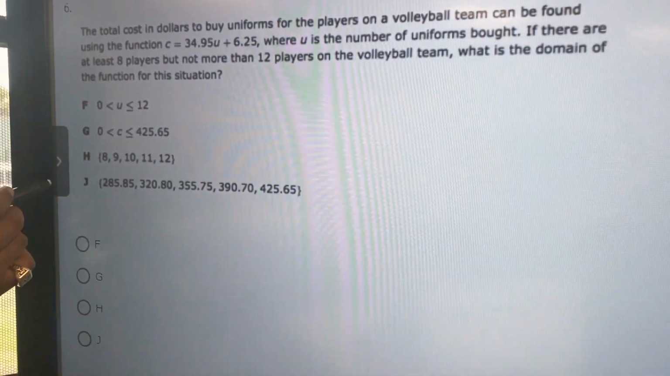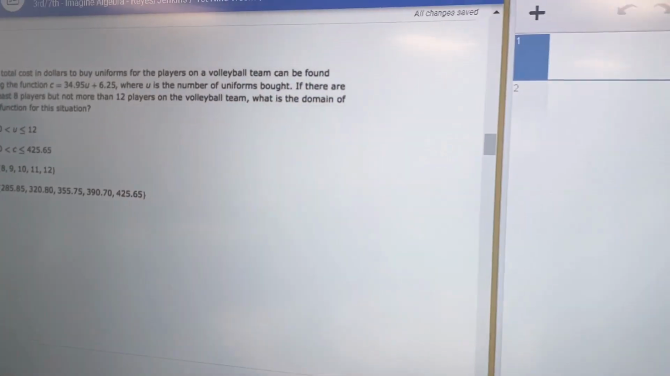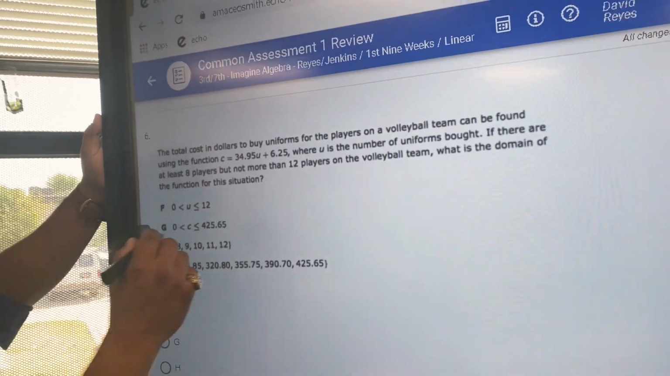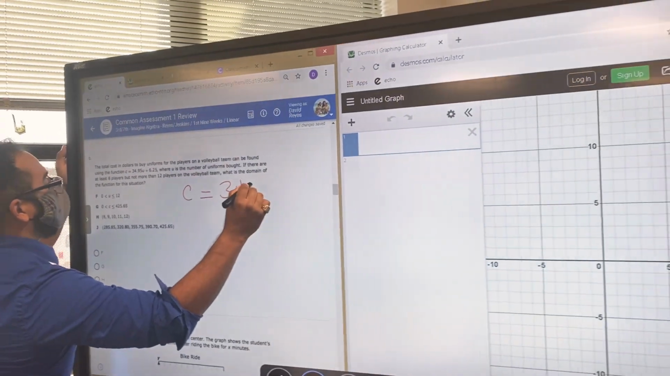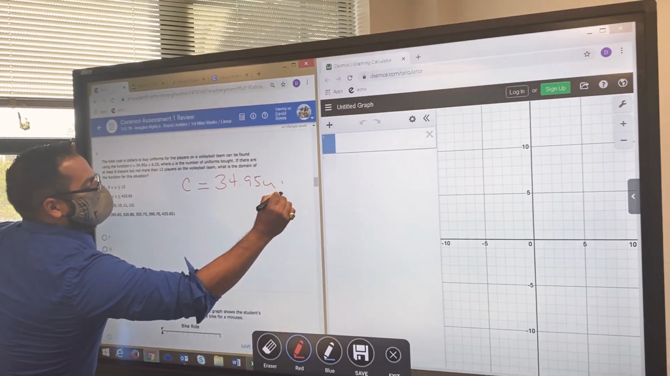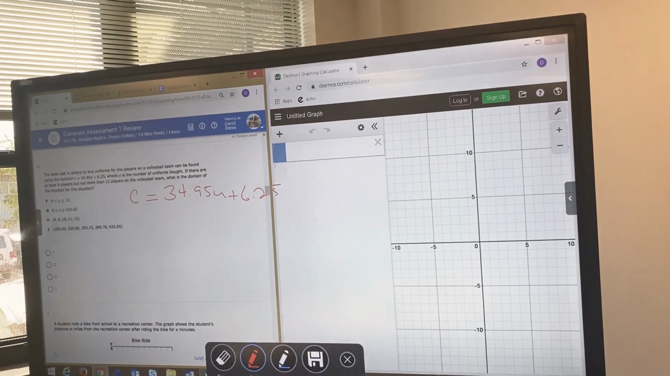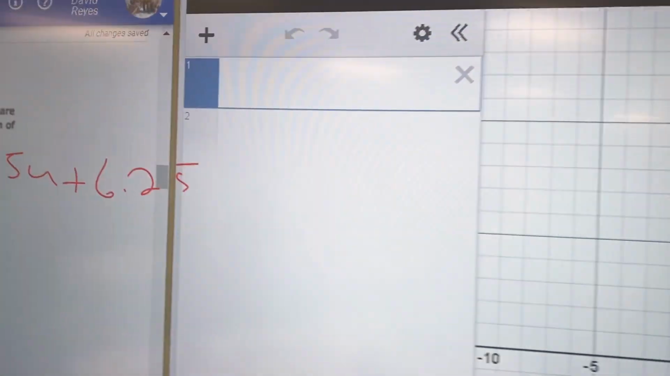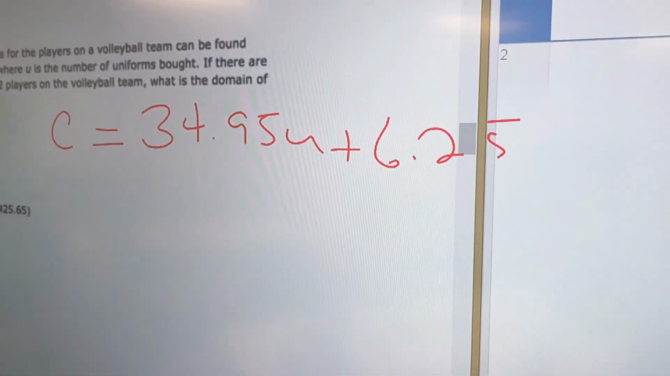It's 34. How do you know it's 34? Because the domain equals, that's the number that changed. That's the number that changed? Okay, you're on to something. Let's go ahead and elaborate what he's talking about. So I have 34.95U plus 625. Okay, before I do range and domain, before I do anything with the word problem, anytime they give me a linear function, an equation, I have to label it, guys. What does my C represent here?